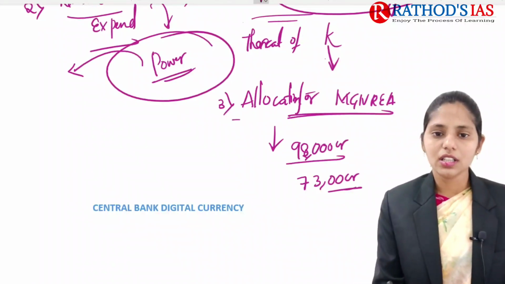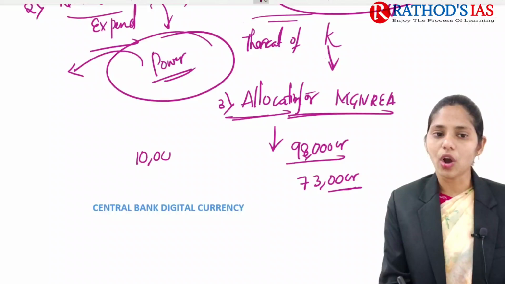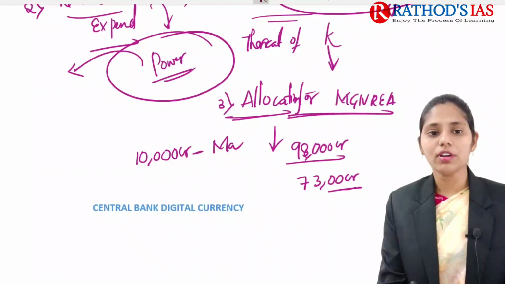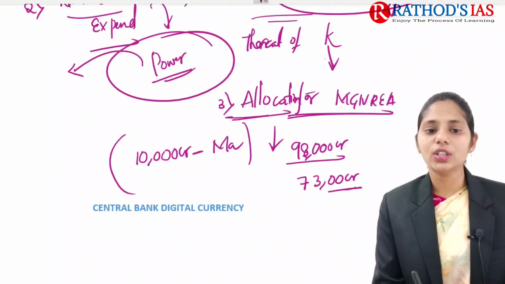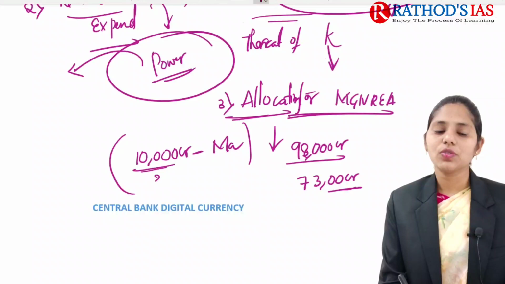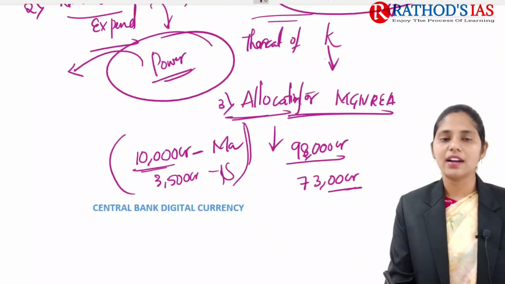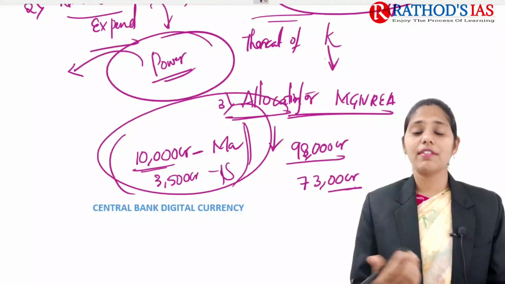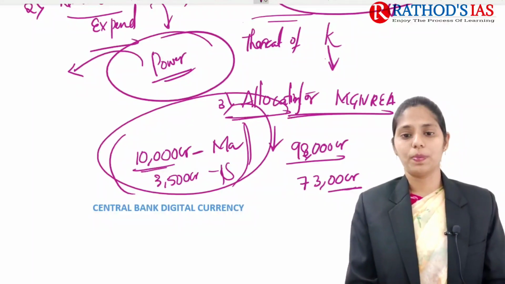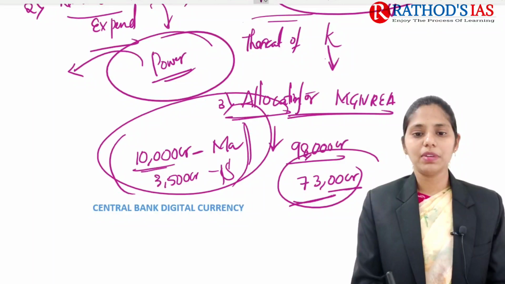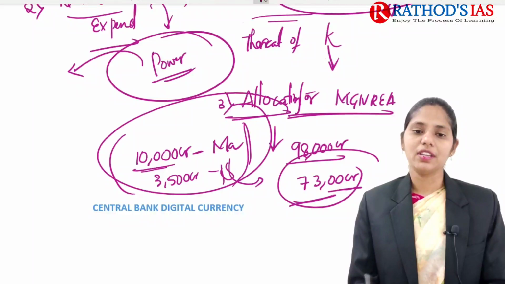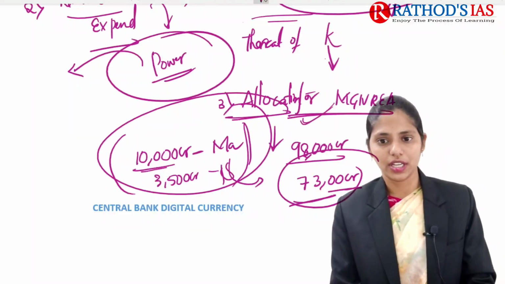Actually, in MG-Narega itself, about 10,000 crore rupees are pending for the purchase of material. They already had dues of 10,000 crore rupees, and next there are about 3,500 crore pending regarding salaries of workers. So if you see here, it is 13,500 crore rupees. If you remove that, it will have just almost 60,000 crore rupees for 1 year. So actually, it is not at all sufficient for MG-Narega.